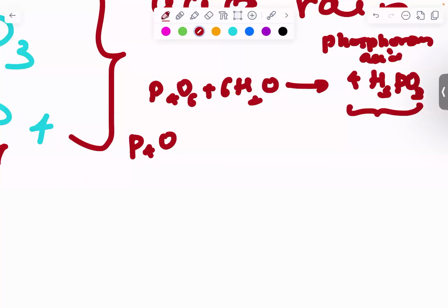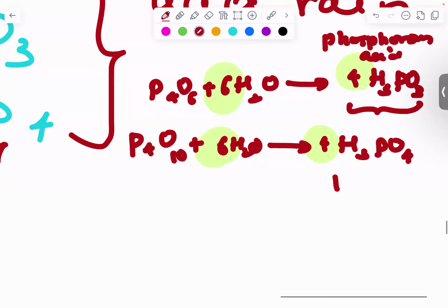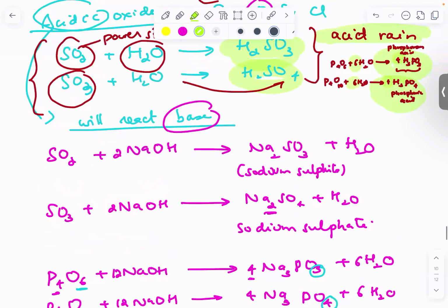However, if I take P4O10 plus 6H2O, then it is going to form H3PO4. The balancing remains the same. Have a look. And this is called phosphoric acid. So these are the two acids which are present in the acid rain. Phosphoric acid is in the rain, and sulfurous acid, sulfuric acid, or phosphorus acid. These four acids make the rain acidic. All right, clear?